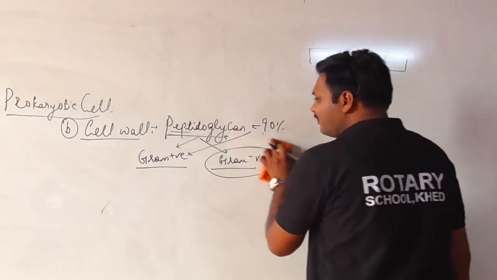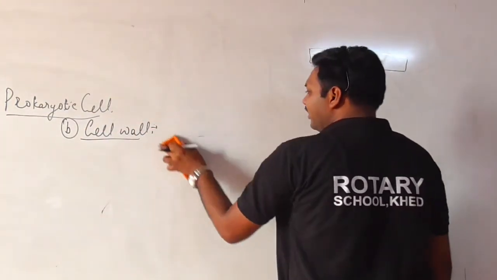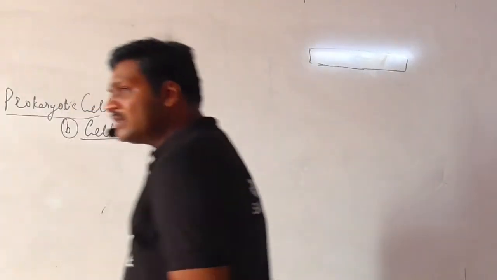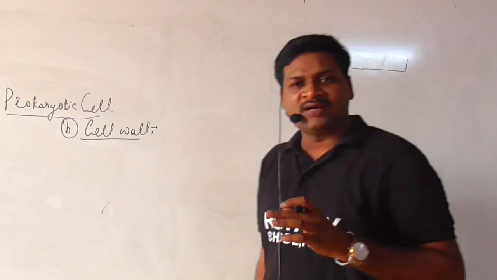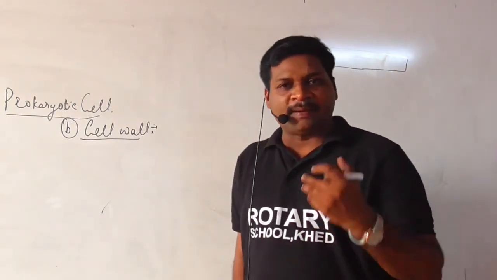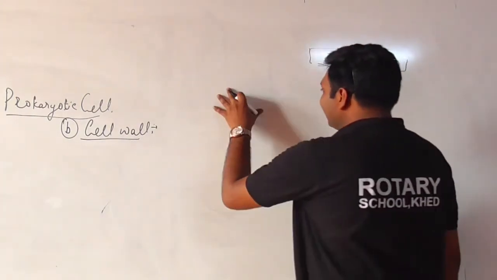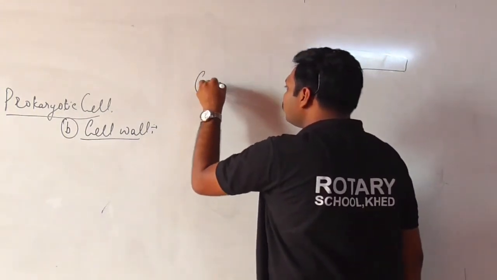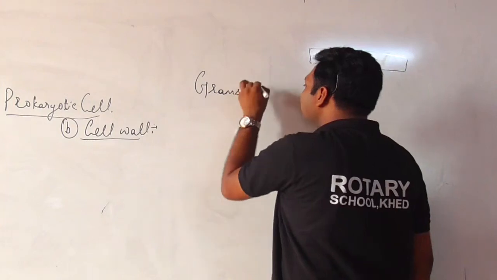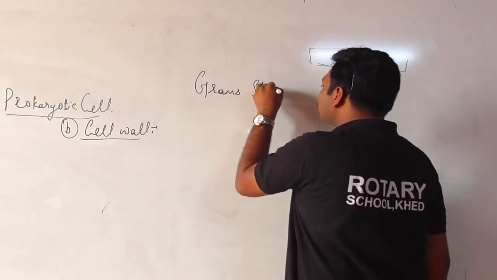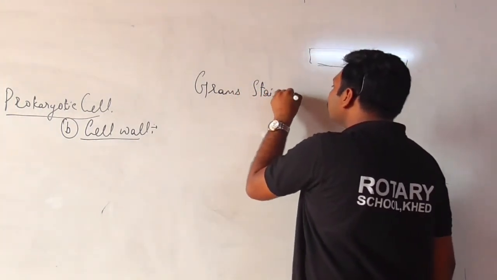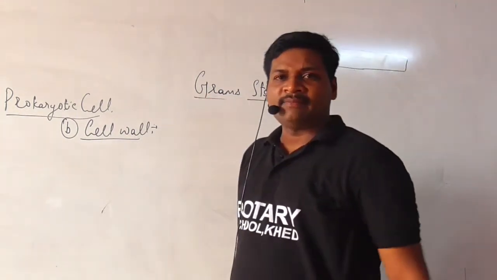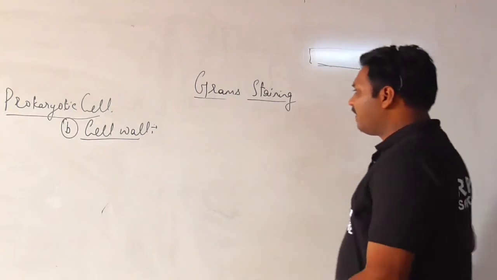There are different types of methods for staining. This one is under the differential staining method. In differential staining, we use two different types of stains for visualization of the bacterial cells. Let's talk about Gram staining. Gram staining is a method by which we can identify the nature of bacteria.